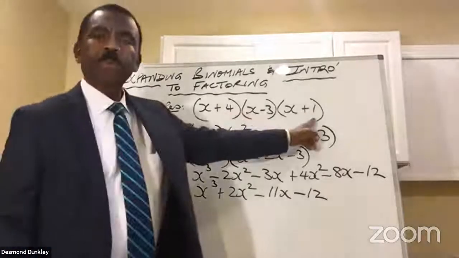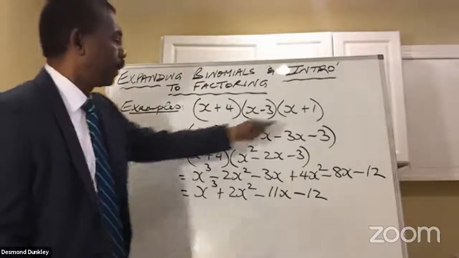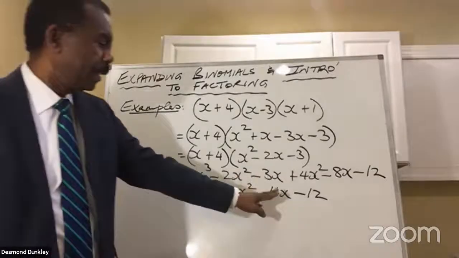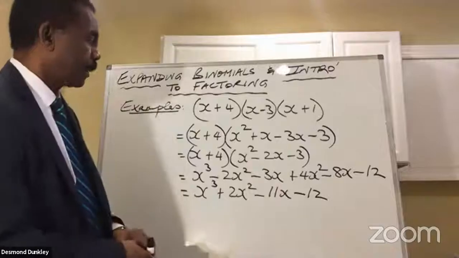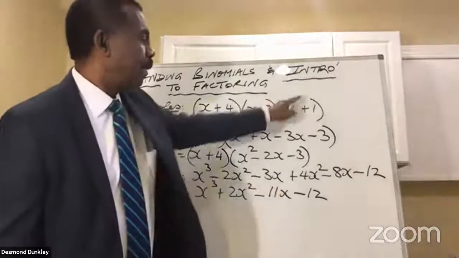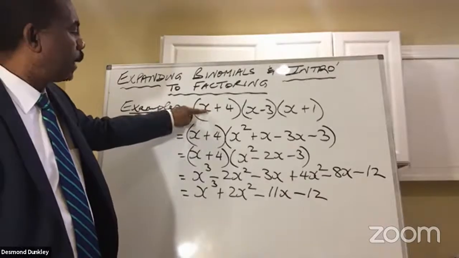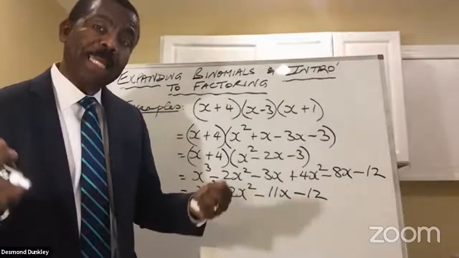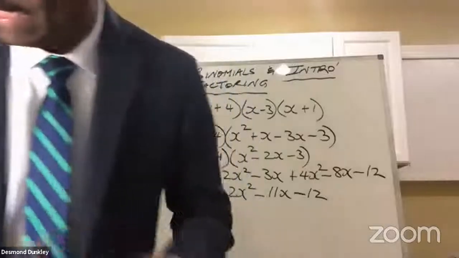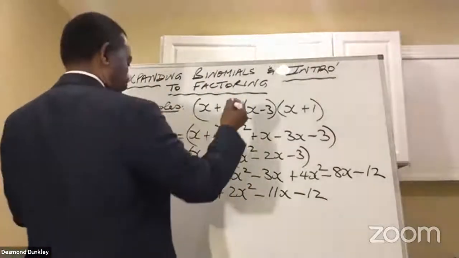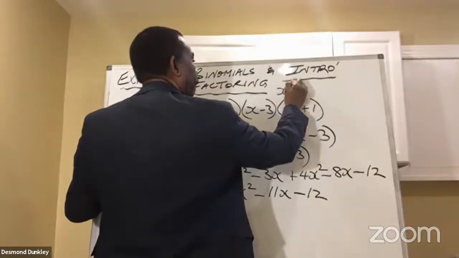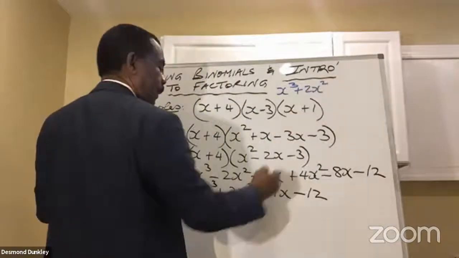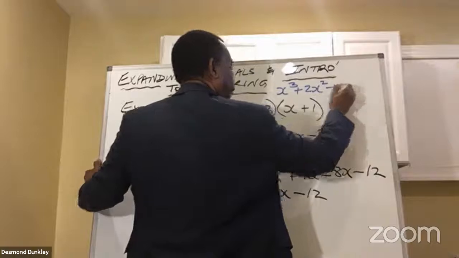So by multiplying these two and then multiplying by the first one, this is what I'm getting. x cubed plus 2x squared minus 11x minus 12. What I'm going to do is this. I'm going to write this answer right here, and I'm going to do the same question, but this time I'm going to multiply the first two and then multiply by the third. And let's see if we end up with the same answer. So let me take a minute, and I'm going to write the answer down. So it is x cubed plus 2x squared minus 11x minus 12.